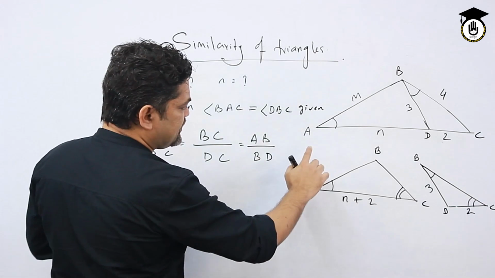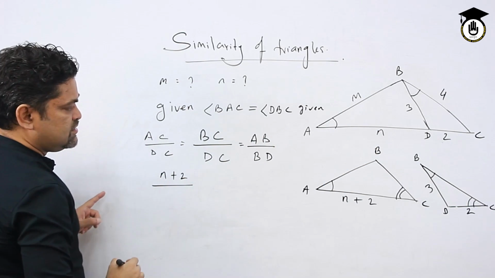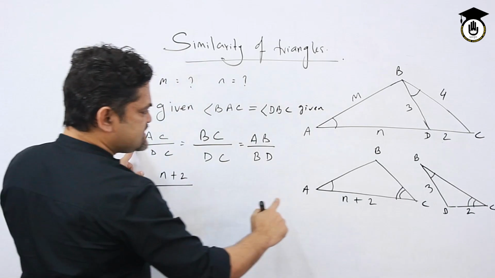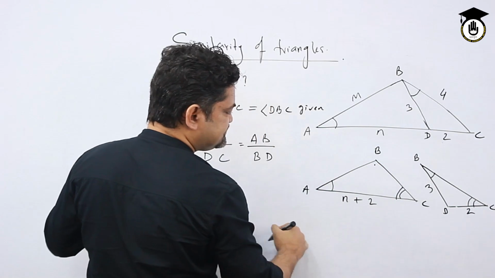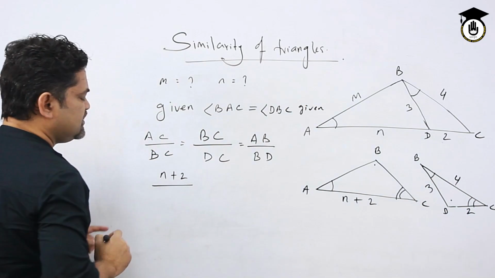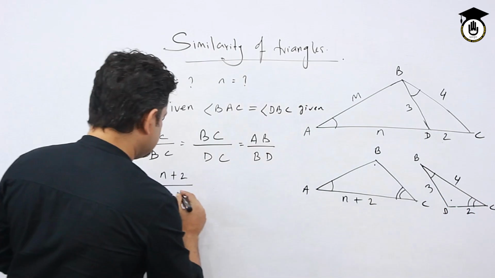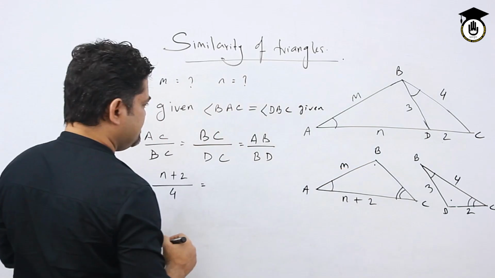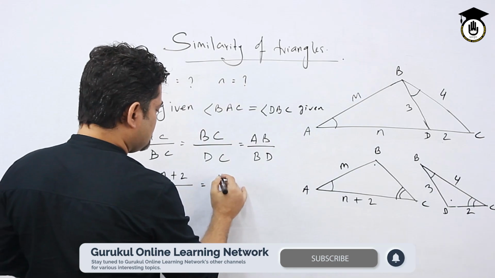If I write the value of AC, it's N plus 2, divided by DC. Then the third side: AC by BC. So it's N plus 2 by 4. Now I'm putting the values. Here the AB value is M. What is the value for BC? So BC, it's here 4.